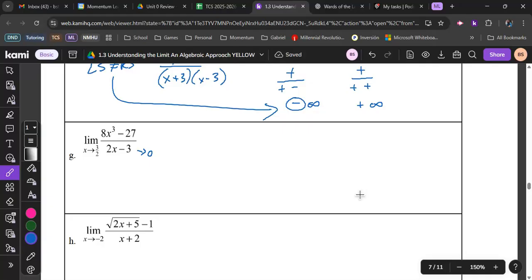Oh, sorry. I meant, what happens if I plug in 3 halves? You're right then, Matthias. Sorry about that. Yeah. Okay. So either way, the point is this is 0. So I need to go ahead and factor it.